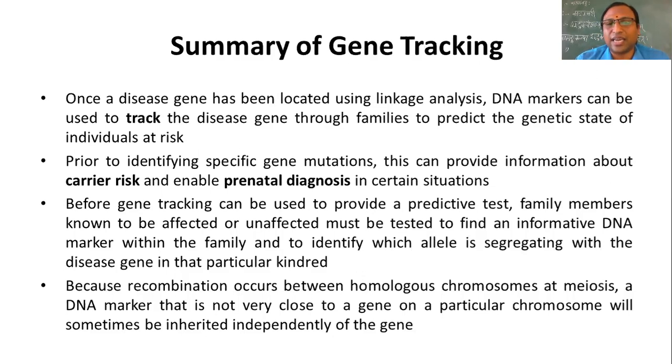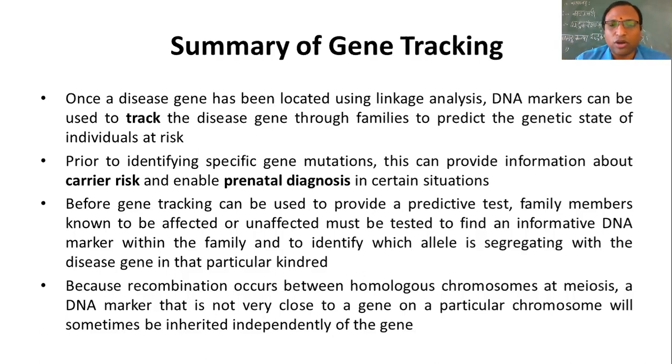Before gene tracking can be used to provide a predictive test, family members known to be affected or unaffected must be tested to find an informative DNA marker within the family and to identify which allele is segregating with the disease gene in the particular kindred. So here, once they identify this particular marker, the affected marker or gene marker, they can use it in their family for the coming generations, because that will help them analyze whether the family has been affected or not.